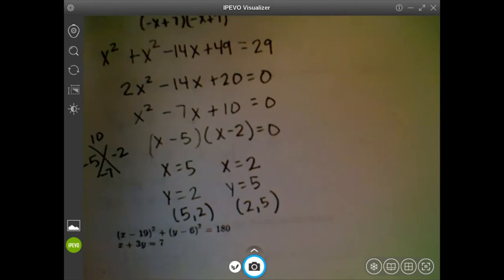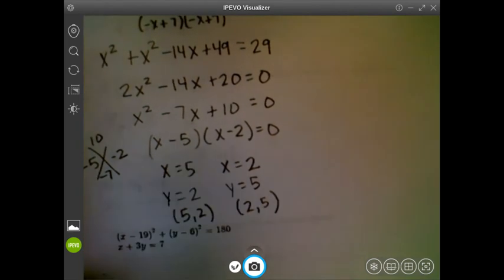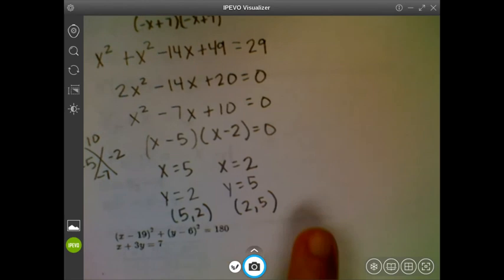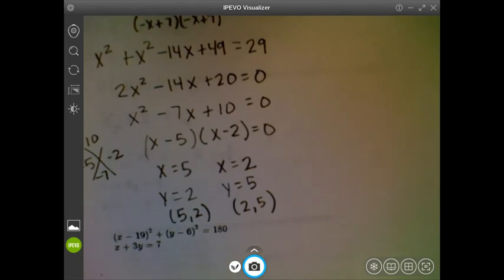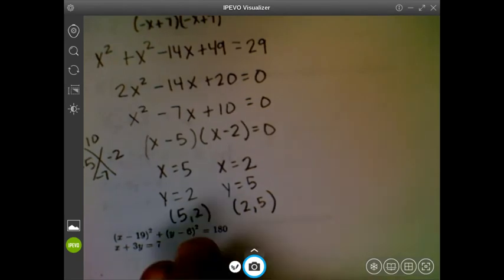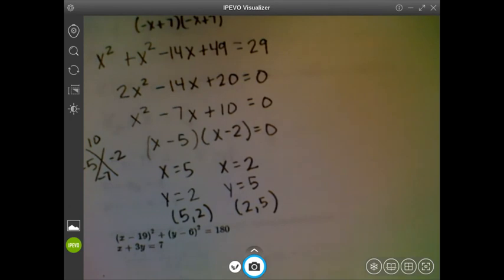So this line crosses this circle twice, at (5, 2) and (2, 5). By the way, that won't always be where they're just reversed for a line and a circle. So that's just a coincidence for this problem.